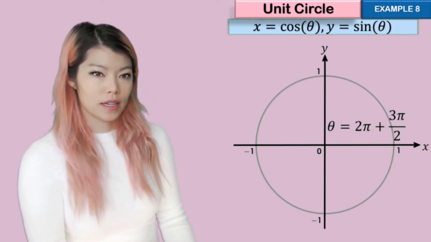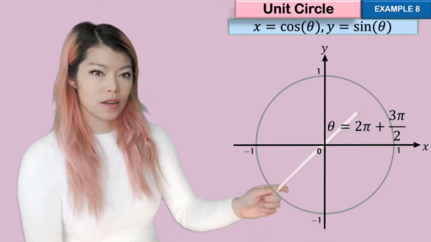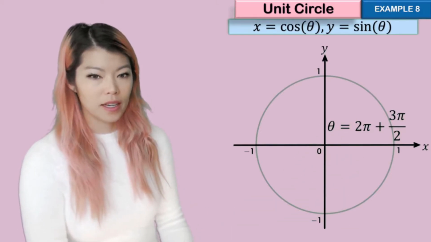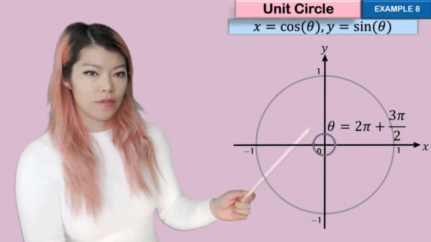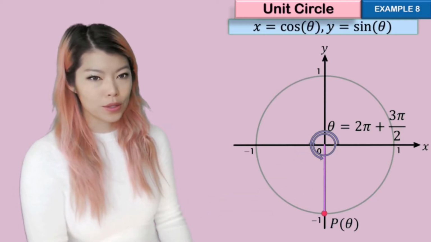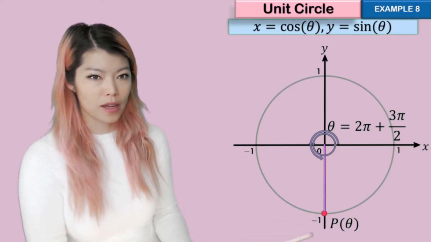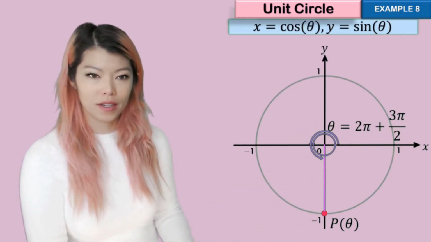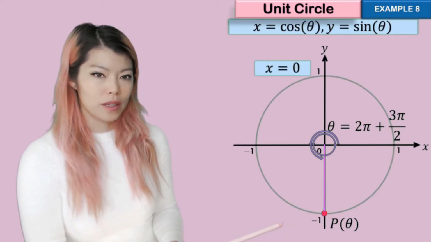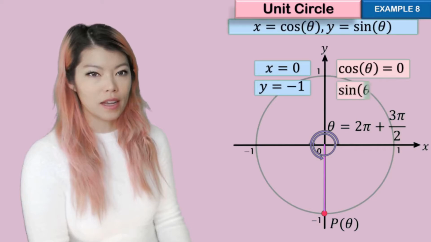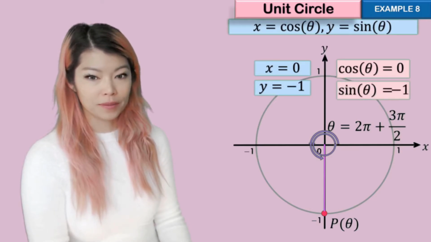So we can see that 2 pi, if we add it to any angle, is not going to affect our answer. If I have 2 pi plus 3 pi on 2, it's the same as 3 pi on 2, because we still end up at 3 pi on 2. The 2 pi is just doing one full circle. It doesn't affect the answer. So that one would be x is 0, y is -1, so cos is 0 and sine is -1.